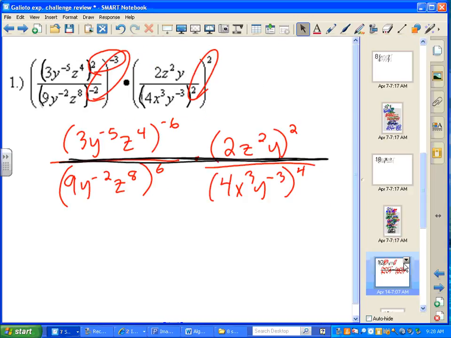Tomorrow, we are going to go back to simplifying radicals. You guys remember those from the gold packet, kind of? Those are harder than these. So we're going to spend a couple more days on those.